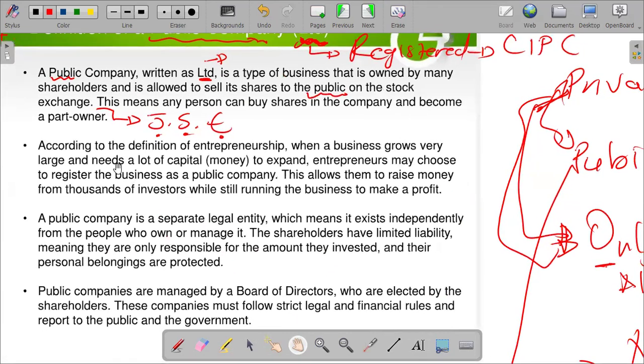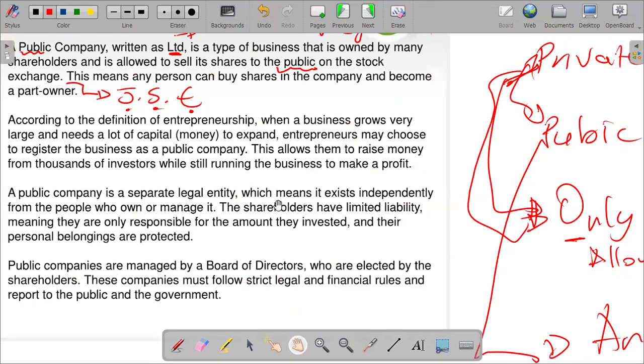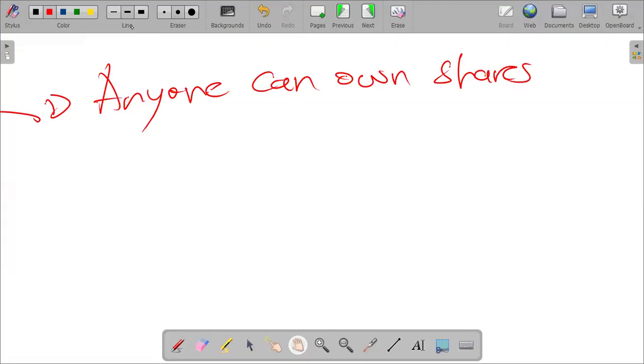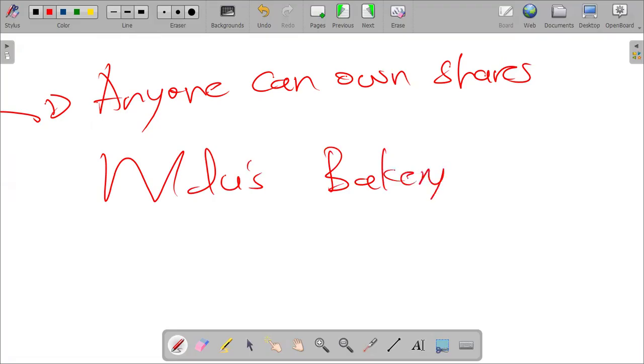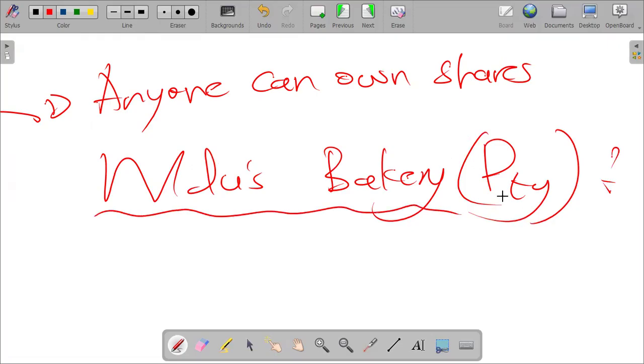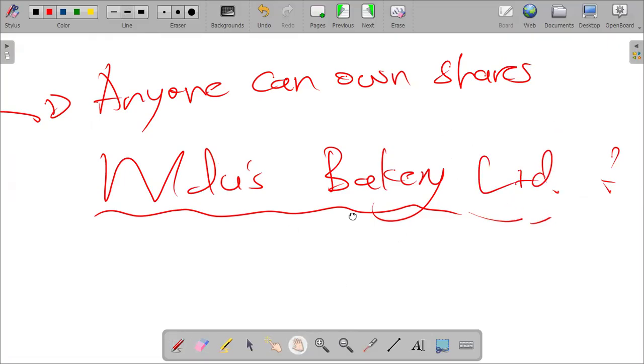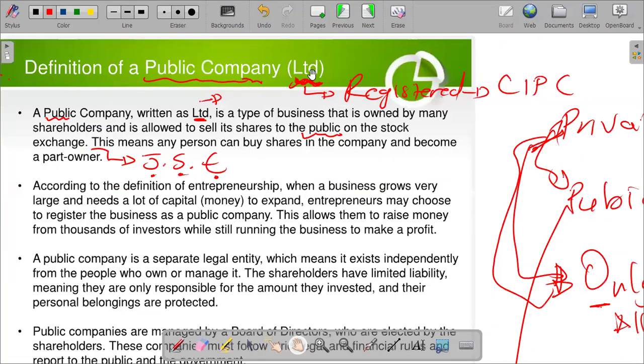So as we move along, according to the definition of entrepreneurship, when a business grows very large and needs a lot of capital or money to expand, let's go back to the example of Mdu's Bakery. Mdu's Bakery, it's a public company. Rather, sorry for that, it's not PTY. It's LTD. Yes, LTD. Don't confuse the two. It's company LTD, not PTY.